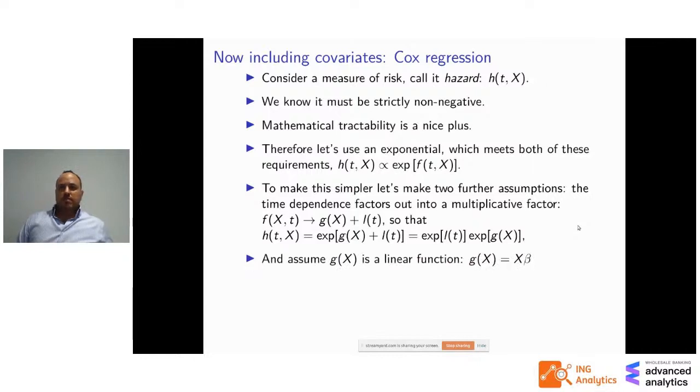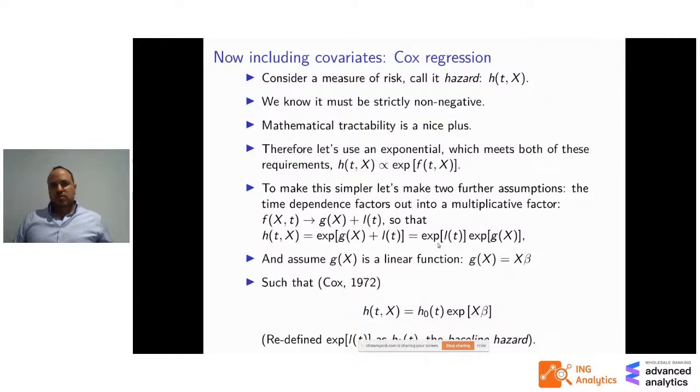Now let's make a further assumption and say that the dependence on the covariates is purely linear. Simplest possible thing you can do. We're also going to relabel the exponential of L of t, the time dependence, into H0 of t, which is called the baseline hazard. This is a model proposed by Sir David Cox in 1972, and this is the standard workhorse in survival analysis. There are many improvements to it over the years, but this is just so you understand.